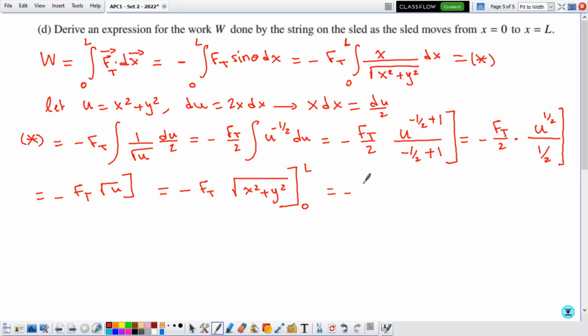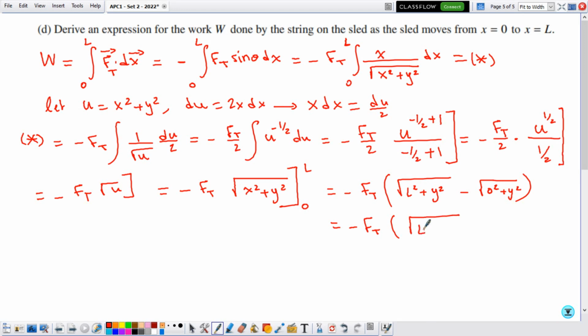Now, minus Ft is a common factor. We open a bracket, and replacing x, that would be the radical of L square plus y square, minus the radical of 0 square plus y square. That would give us minus the tension force multiplied by the radical of L square plus y square minus the radical of y square.